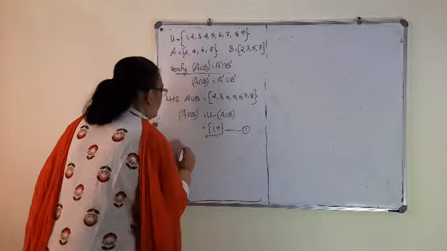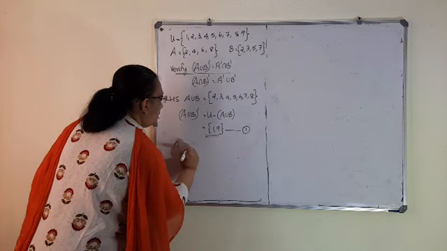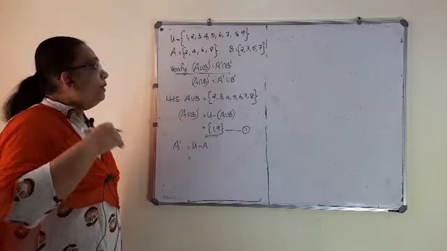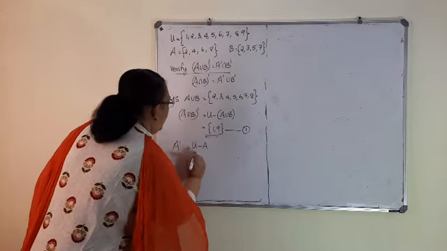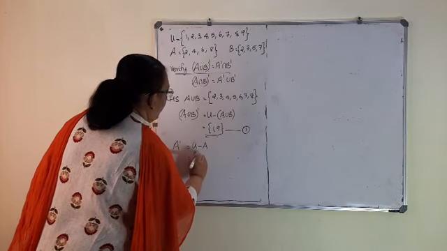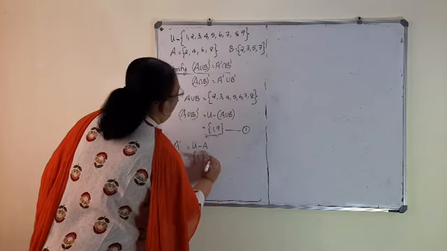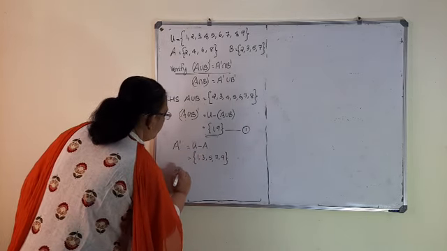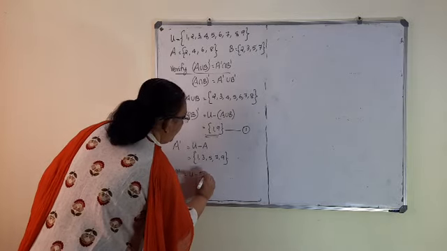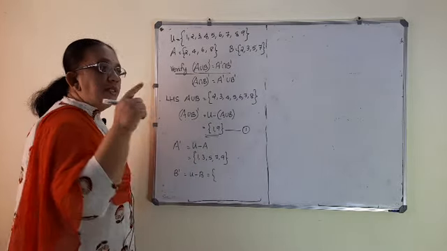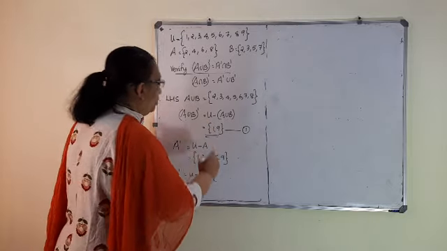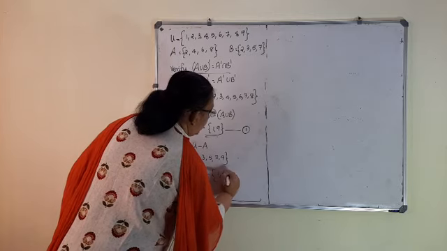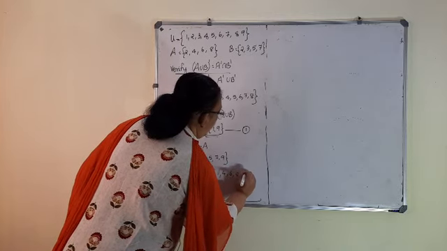Now A complement. What is the formula? U minus A. What is U minus A? Elements in U but not in A: 1, 3, 5, 7, 9. B complement. What is B complement? U minus B. Elements in U but not in B: 1, 2, 3, 4, 6, 8 and 9.